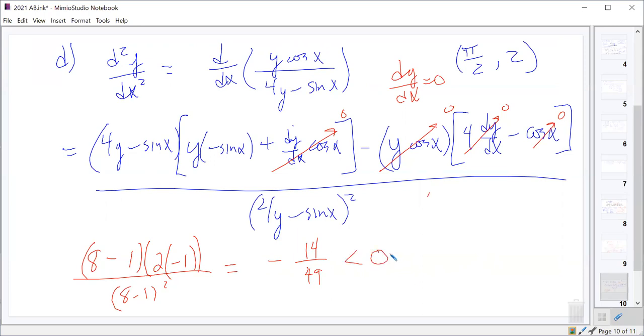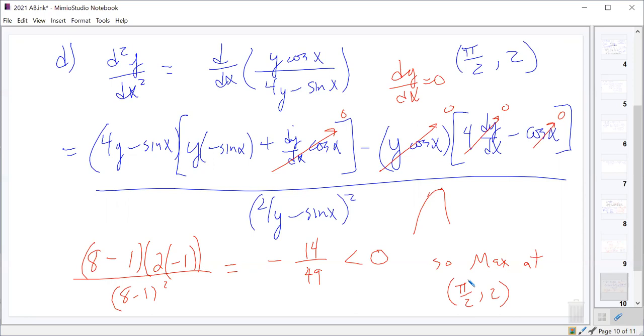And if the second derivative is negative, that tells you that the function is concave down, which tells you that it's going to have a max at pi over 2, 2. Everybody go with that? Any questions on that?